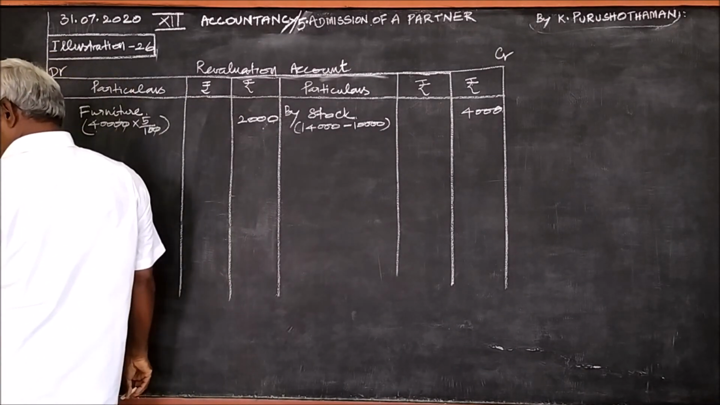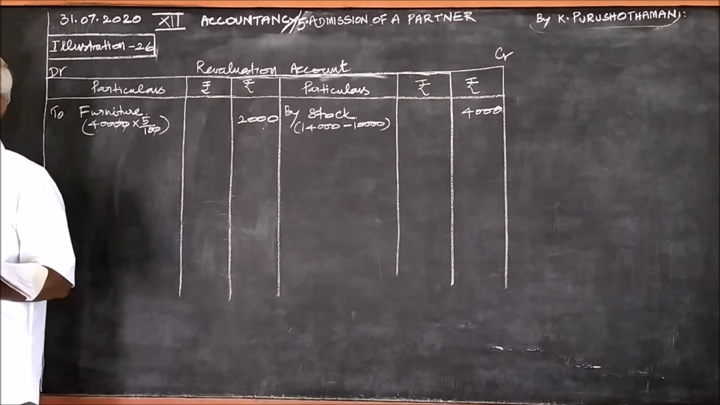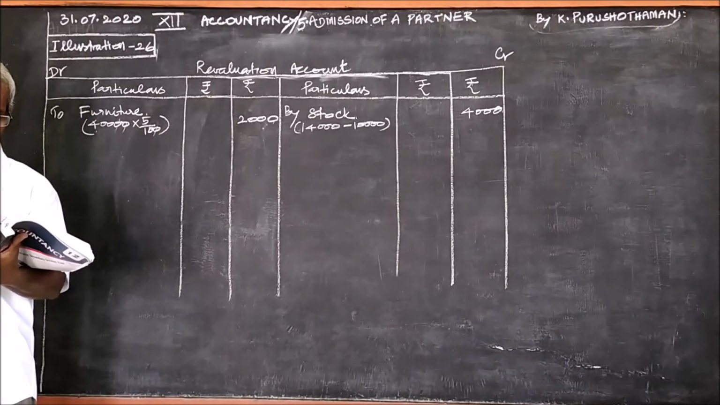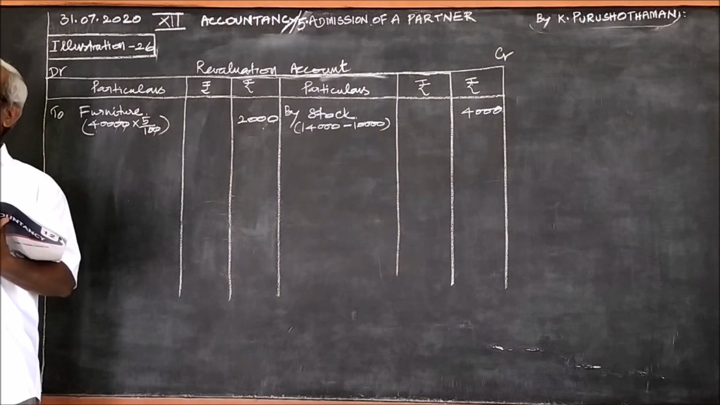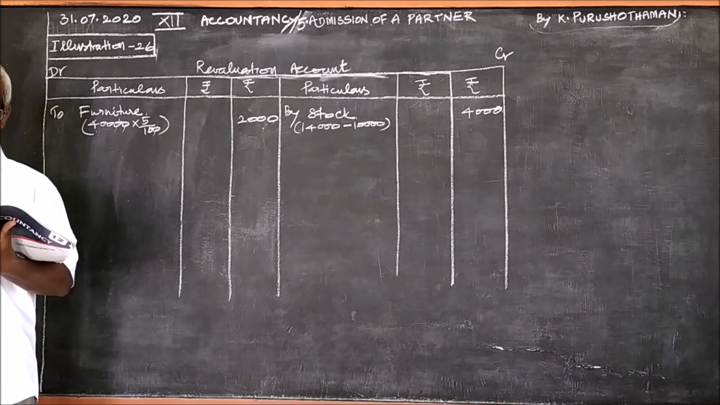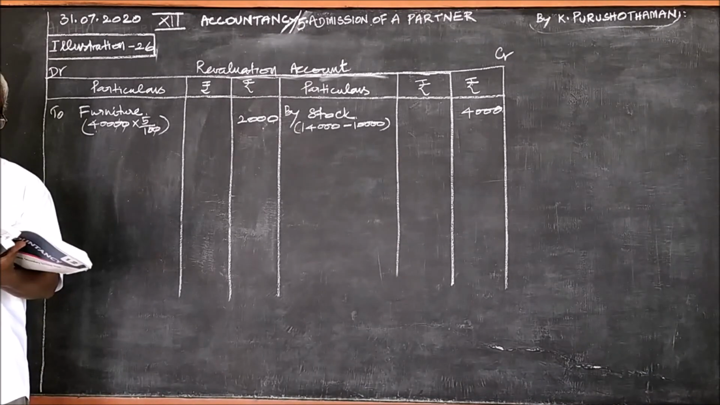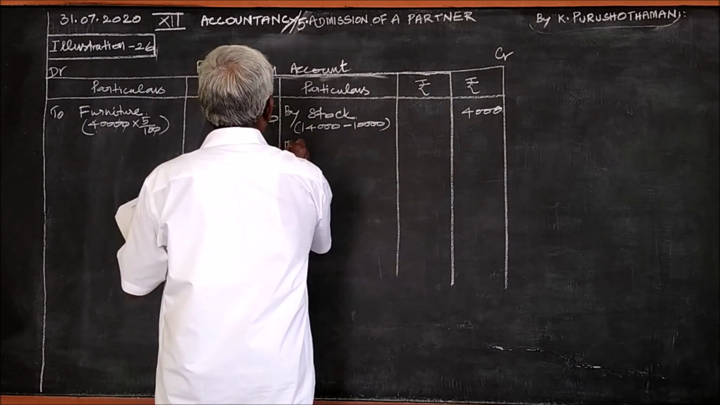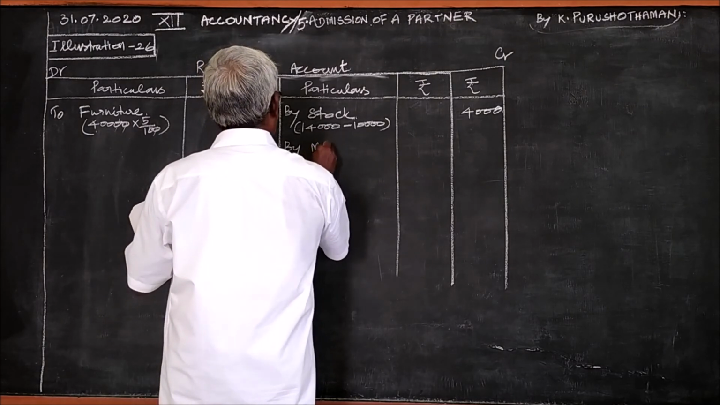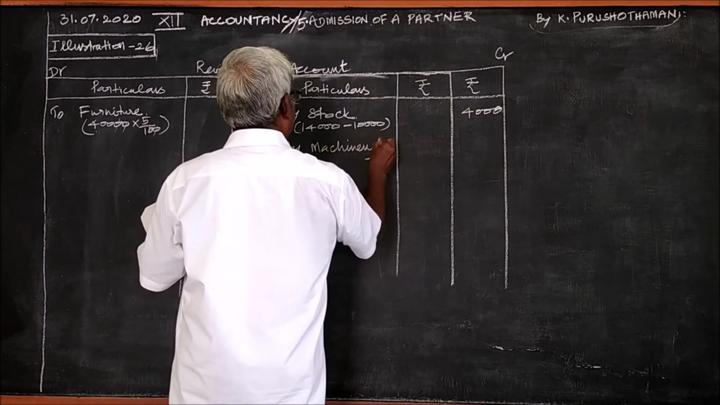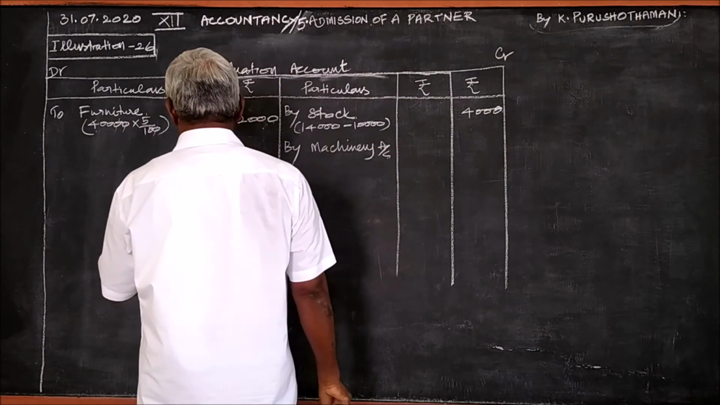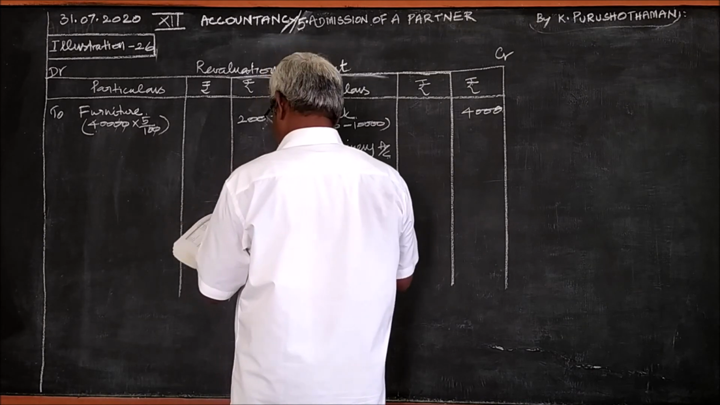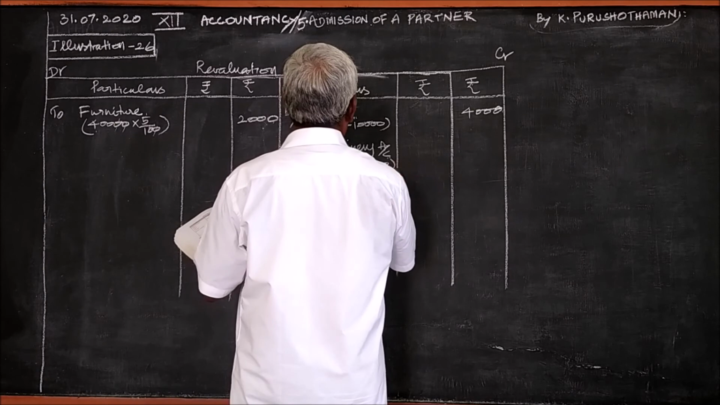Then the third point, machinery is to be revalued at 80,000. See, they did not mention whether there is an increase or decrease. But generally the value of the machinery at present is given as 80,000. You should check whether there is an increase or decrease. Already the value of the machinery given in the balance sheet is 60,000. Now it has been revalued at 80,000. Therefore, there is an increase in the value of the asset. Therefore, we should write it on the credit side: by machinery account. What is it? 80,000 minus 60,000. This is 20,000.